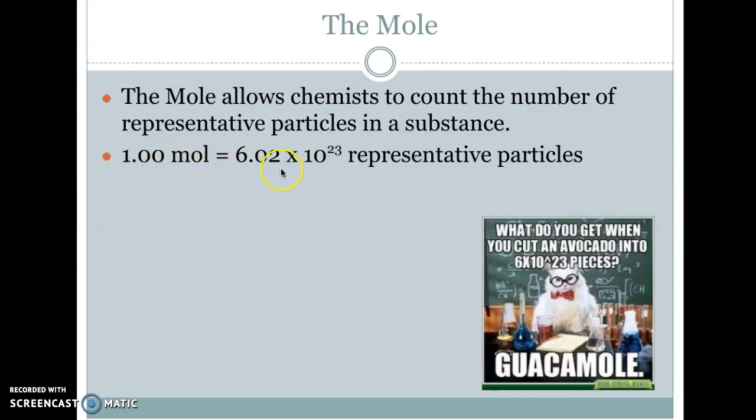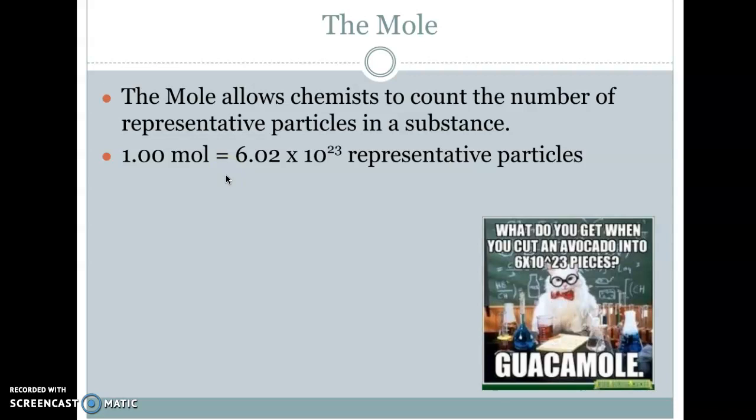Those conversions will be done later, but this is the conversion that you'll be using to determine the number of particles, where 1.00 mole is equal to 6.02 times 10 to the 23rd representative particles. There's going to be a lot of conversions using this, but that'll be for a different day. So that's the concept of a mole.